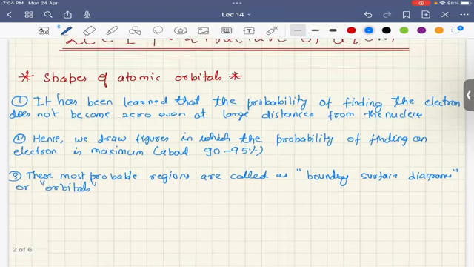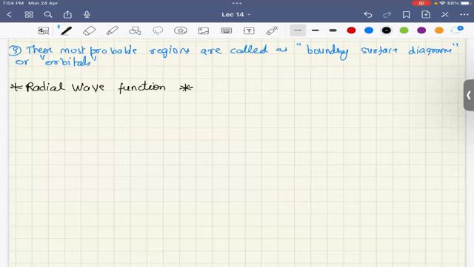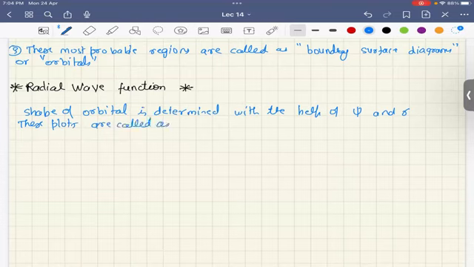So we are going to the first topic. In this, we are going to study radial wave function, right? The shape of our orbitals is determined from the variation of wave function, that is psi, as a function of r. The shape of an orbital is determined with the help of psi and r plots. These are called radial dependence, and these plots are called radial wave functions.